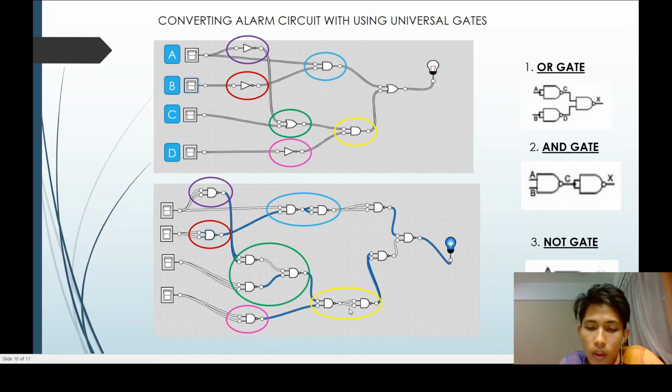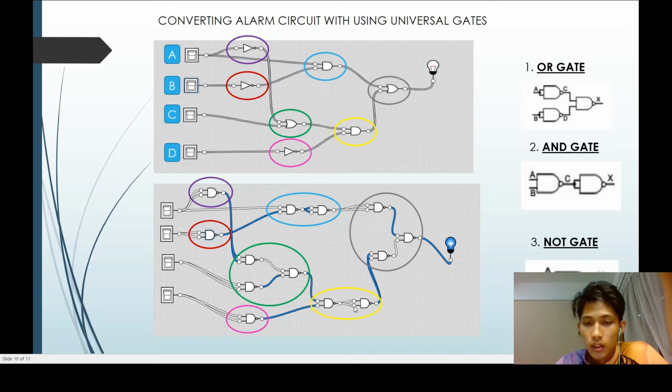So they are converted to NAND also. So the last one is the OR gate, the same as the green circle here. We will use three NAND gates here, with two NAND gates having one input, the same input here too. And both NAND gates will connect to another NAND gate, and done. So this is our circuit converted by using the universal gate only.